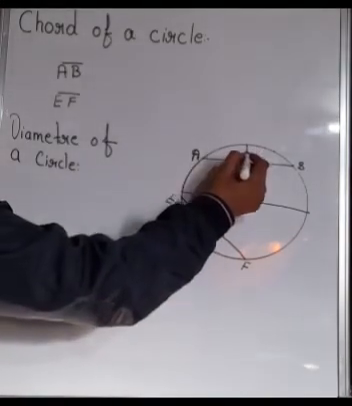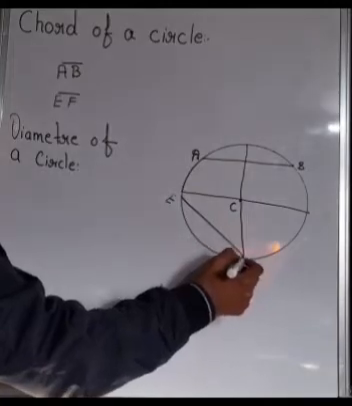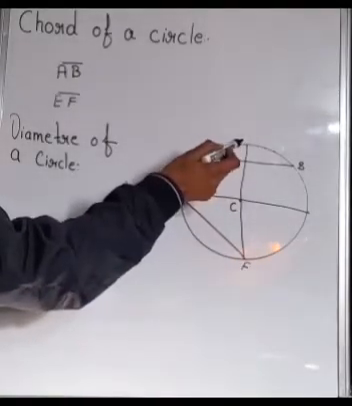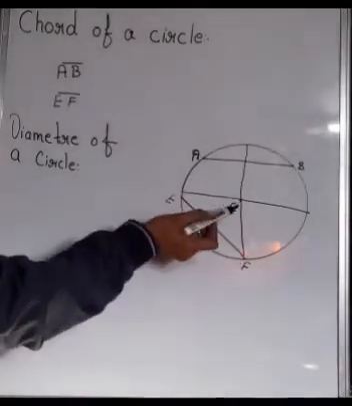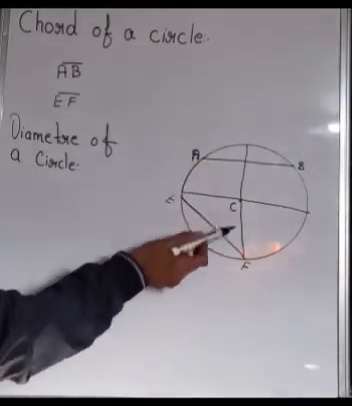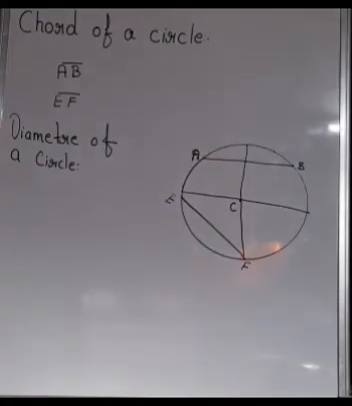So if I draw a chord like this which passes through the center, it is a chord, it is touching the circle at 2 points, one here, another one is here, and it is passing through the center. So this is the diameter of a circle.